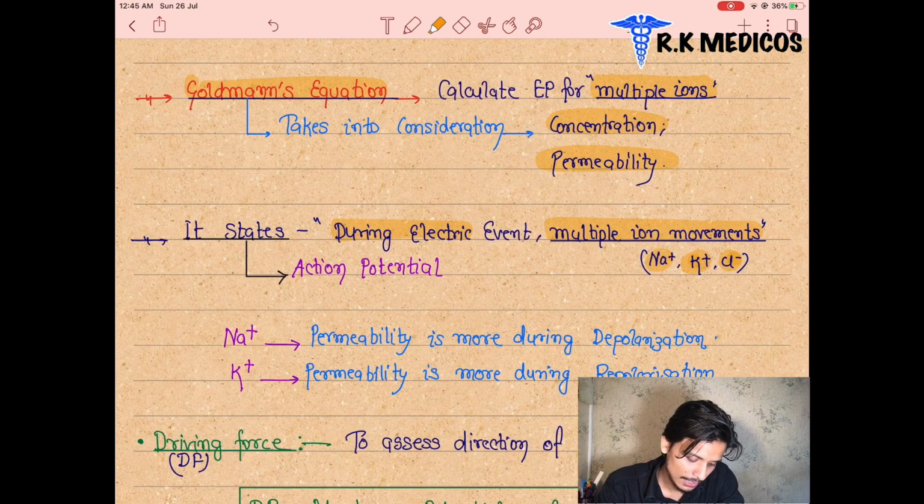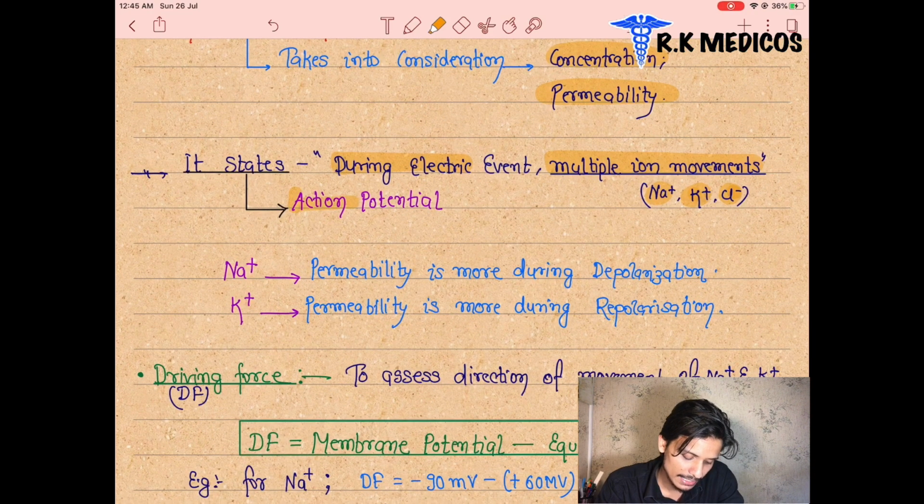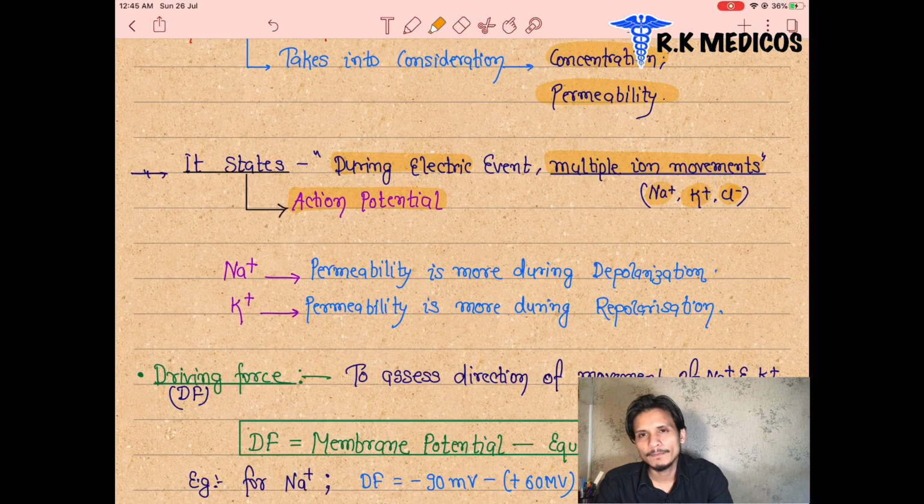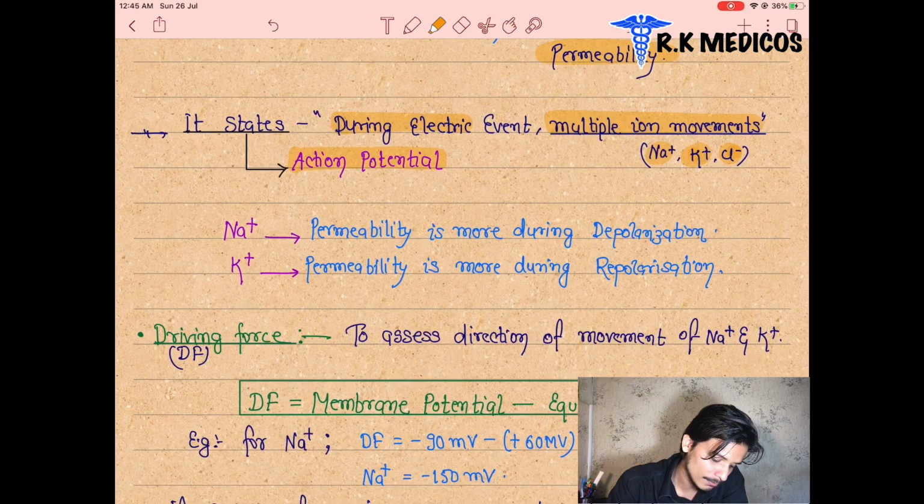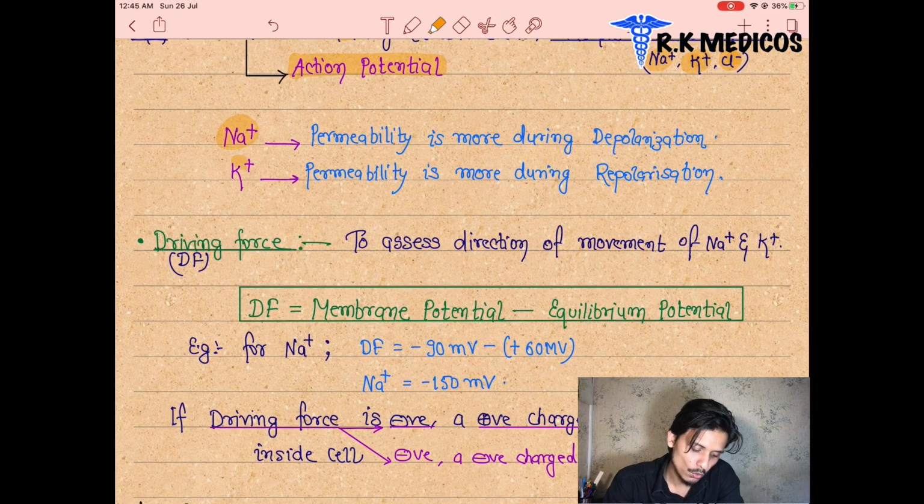These are creating a potential, which is called an action potential. In the action potential, the sodium, potassium and chloride channels are opened at that time. That's why electrical potential is generated by the action, and it is called the action potential, generated by sodium, potassium, and chloride. Sodium is more permeable during depolarization, and potassium is more permeable during repolarization.